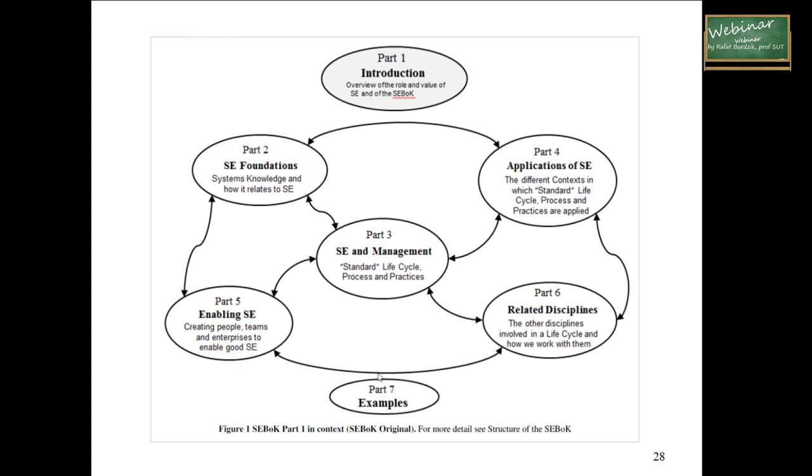And the seventh part is probably the biggest part, with examples of applying the system engineering approach. All those seven parts, as you can see, of course correspond to each other. And if you are able to read everything, which is not so easy because it is more than 1,000 pages, we should consider that it is the complete knowledge about system engineering.